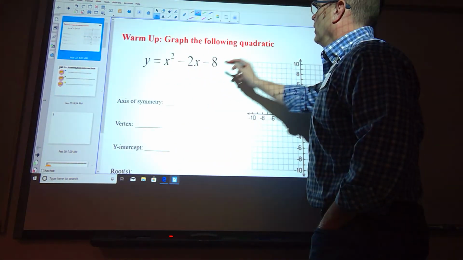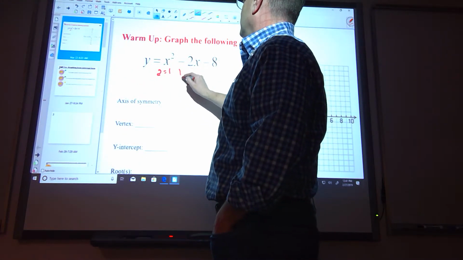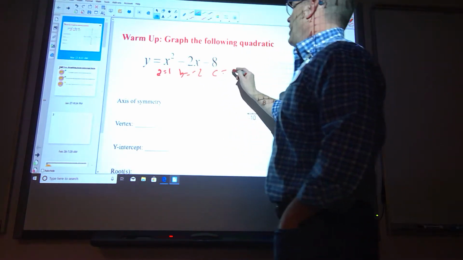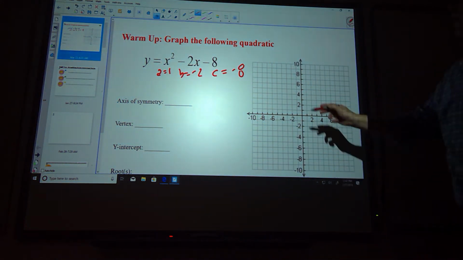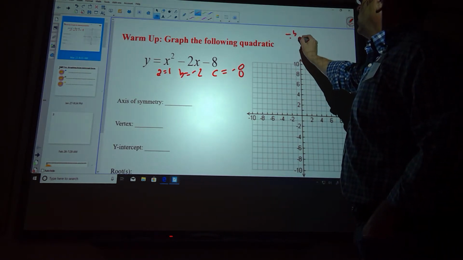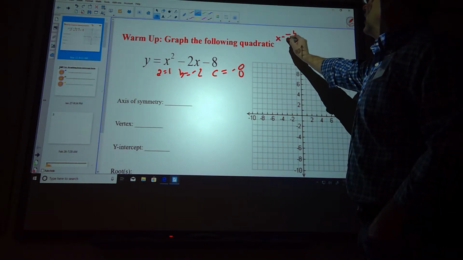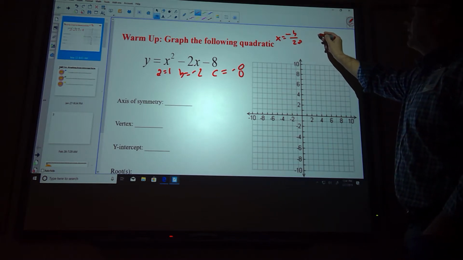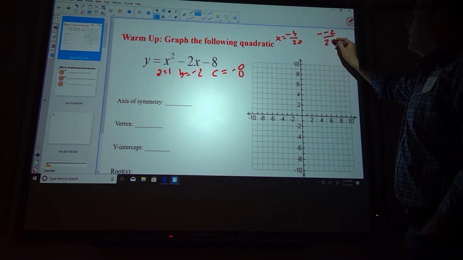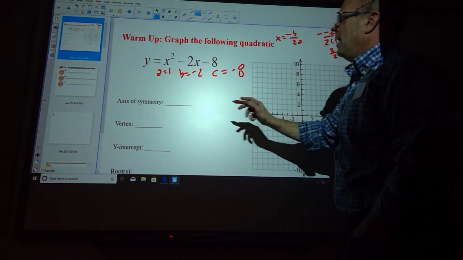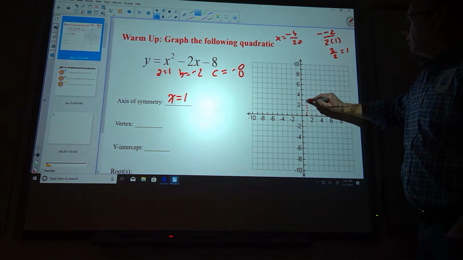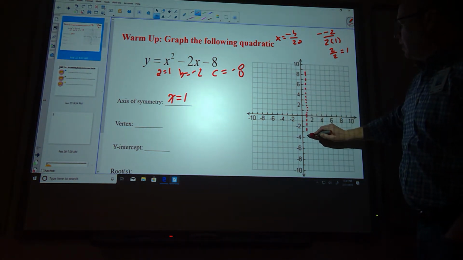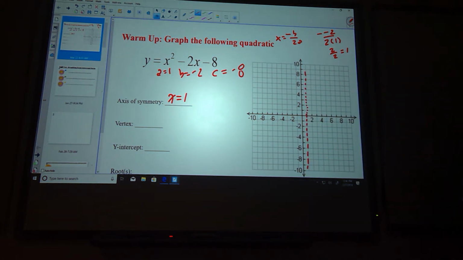All right, so let's see. A is 1, B is -2, C is -8. Hey, did everyone get a copy of the notes? Good. So we're going to go -b over 2a. That's going to get us the axis of symmetry. So I'm going to get -(-2) over 2 times 1, so that's going to be 2 over 2, which is just 1. So my axis of symmetry is x equals 1. Agree? So that's right here. It's not a crooked line, but I've been sniffing glue, so it's a little wiggly.